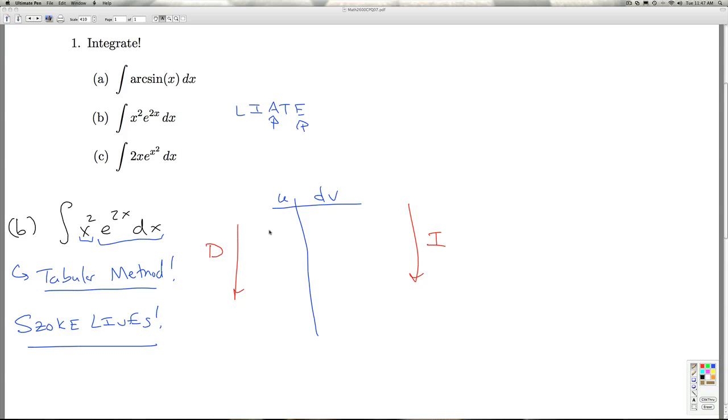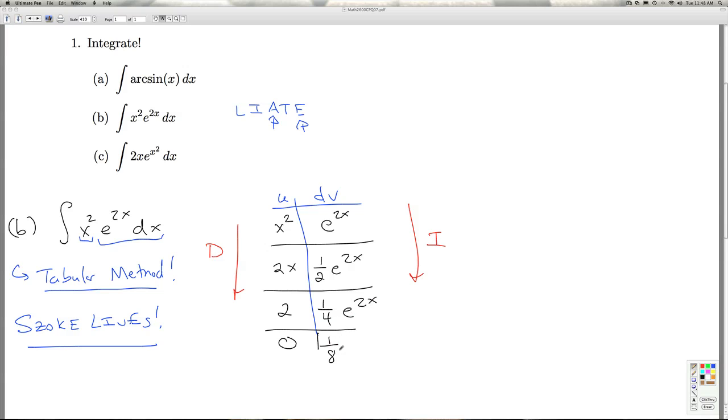So we start off, the u is x squared. I take the derivative of that, I get 2x. I take the derivative of that, I get 2. I take the derivative of that, I get 0. All right, and then I stop. For the dv, it's e to the 2x. Integrate that, I get a half e to the 2x. Integrate that, I get a quarter e to the 2x. I integrate that, I get an eighth e to the 2x.